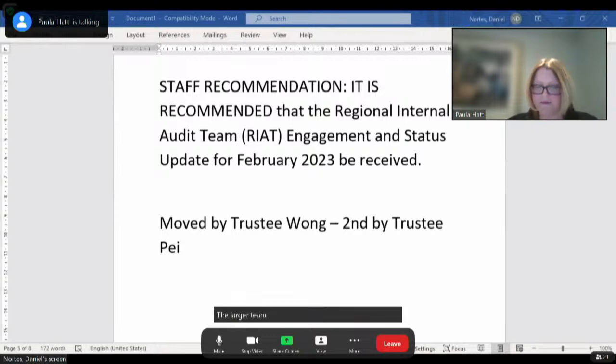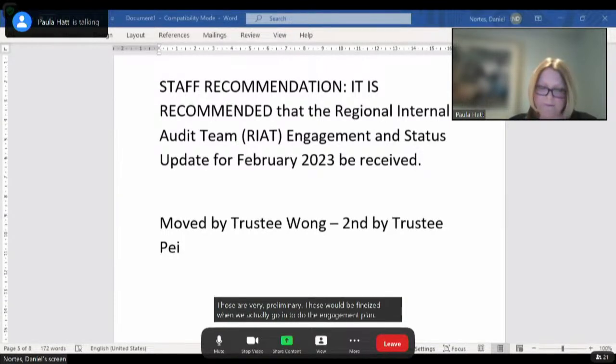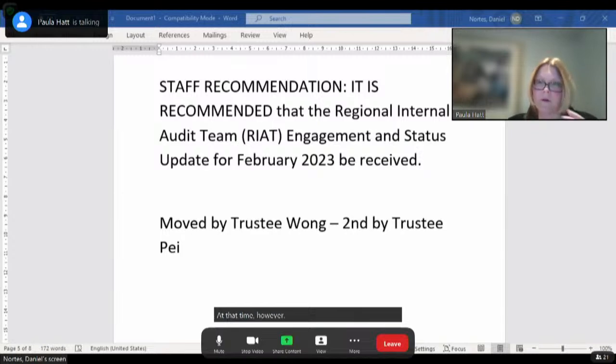The larger table further down on page 43 outlines the year we plan to undertake the engagement, the related risk from the risk register, as well as the preliminary engagement objectives and scope. Those are very preliminary. Those would be finalized when we actually go in to do the engagement planning at that time. So we've identified 3 engagements.